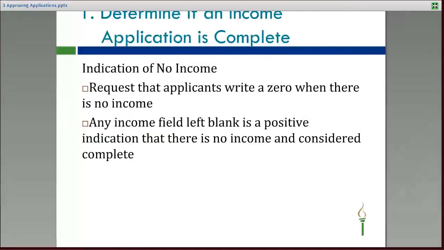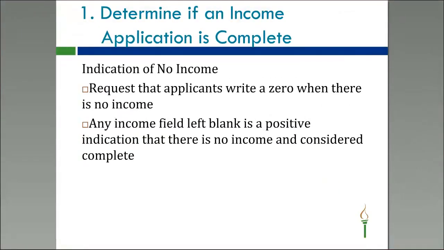An income application can also be complete if no income is listed. You'll request that applicants write a 0 when they don't have an income, but any income field that's left blank, we accept as no income. So if it's blank, you can automatically accept that as 0 income. If you have reason to question if there is income, you can call and just confirm that they do not have any income, but you can accept that blank income as 0 income.